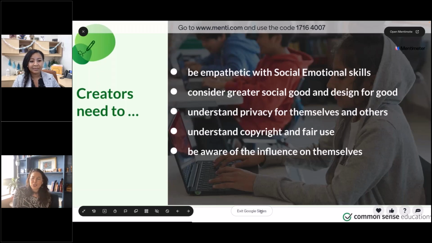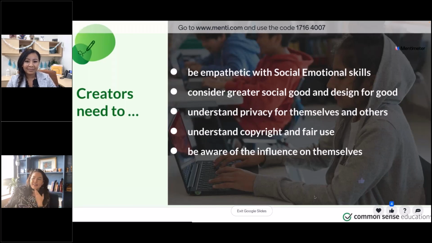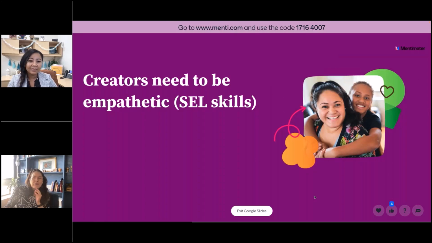And then the last part was just being aware of the influence. All of our students are not only creators, they're oftentimes consumers. They are very much consumers. And so understanding what that influence is on them, right? So that's where we're at here. These are the 5 points we're going to talk about today. So I hope you see all that.